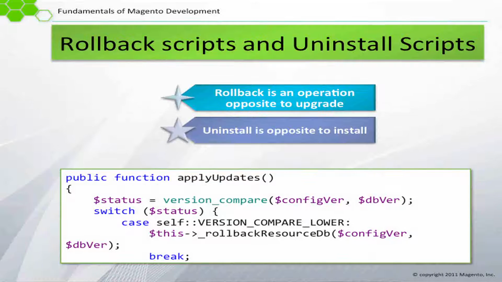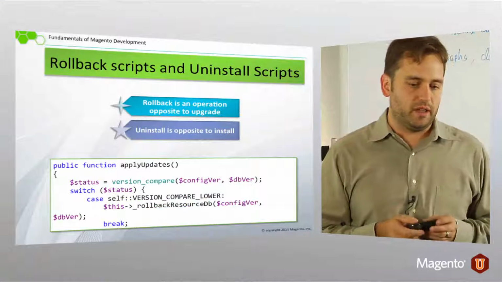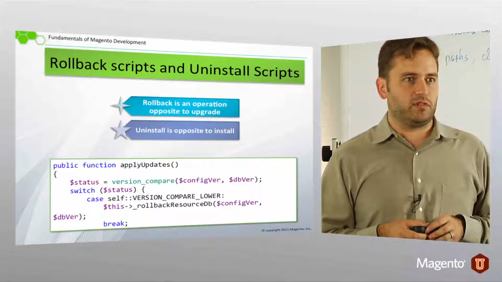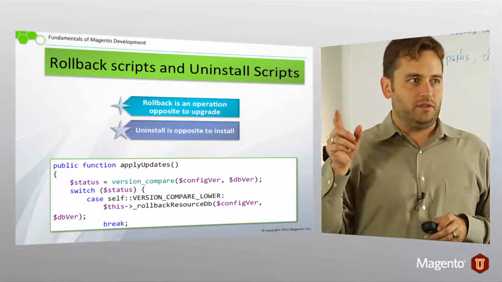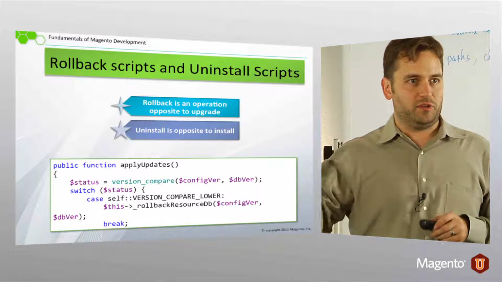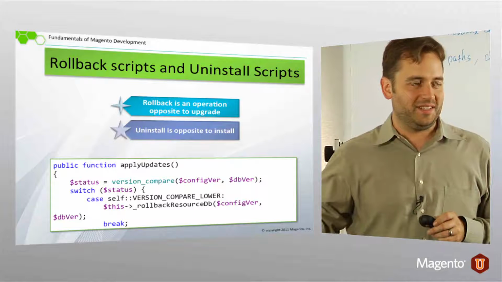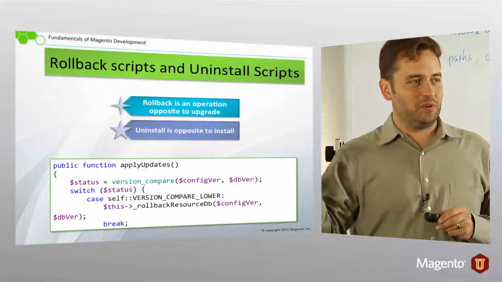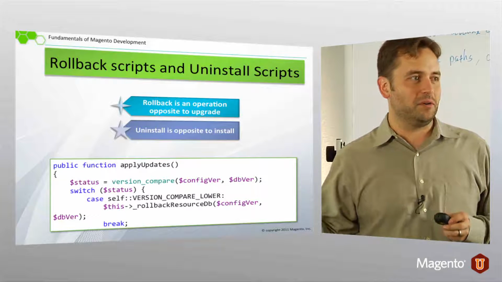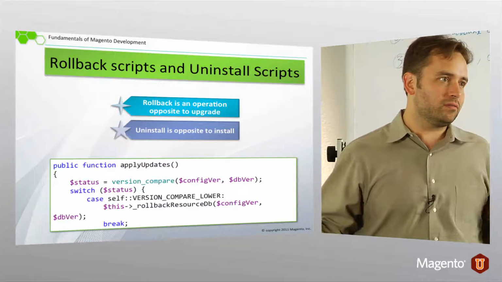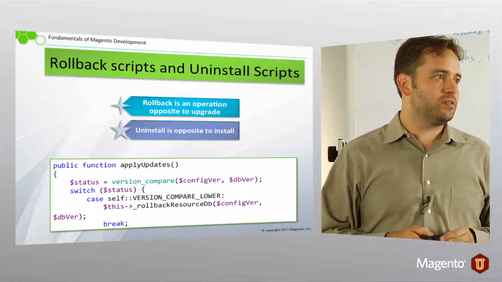So rollback is possible, and again, the only noticeable difference between a rollback script and an upgrade script is that you might go from 0.7.0 to 0.7.1 for an upgrade, and a rollback would be 0.7.1 to 0.7.0. It's never implemented in the core. They don't do this.